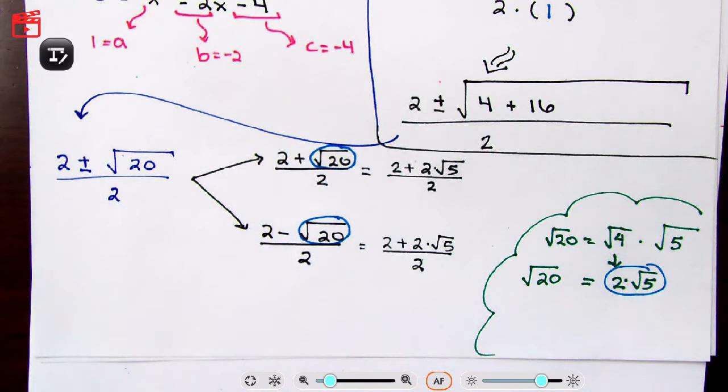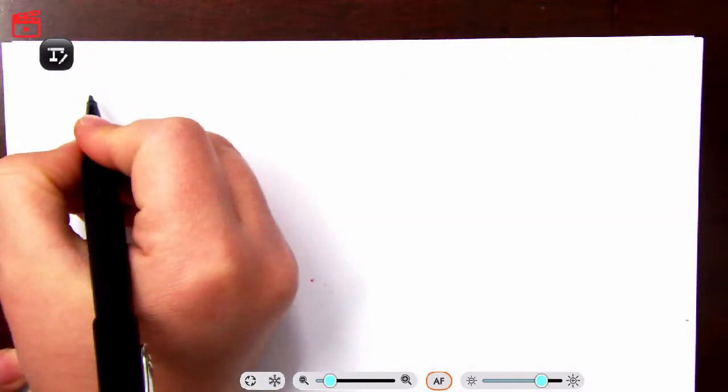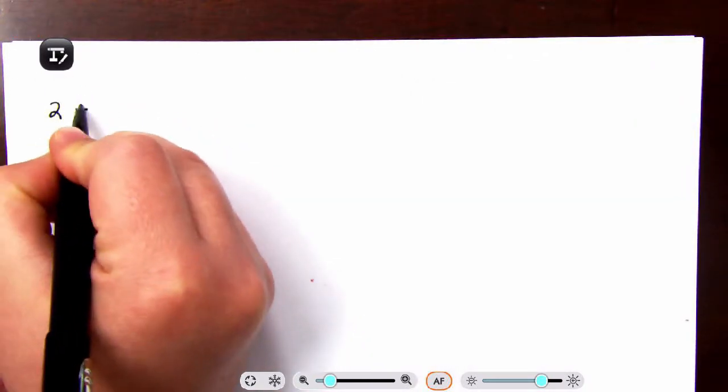Now you can take this a step further. You can leave it here, but it would be considered incomplete. It would be not simplified. So how do you simplify this further? I'm going to move to a separate sheet of paper. To simplify it further, I'm going to rewrite this. Kind of where were we? So we were here.